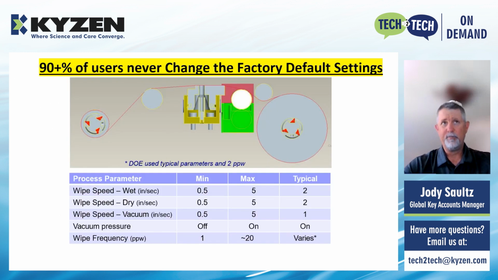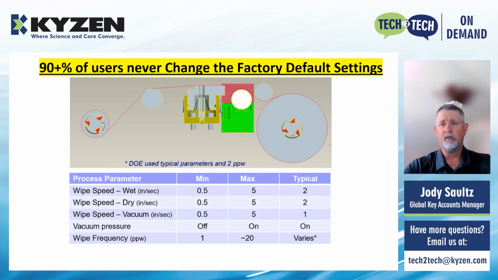So like I said, 90% of users never change their default settings. This is just a little graphic showing typical setup parameters for default settings and what you are able to change right off the bat. Most printers will just come with a standard default number, whether it's wet, dry, or vac on their wipes. And then they have a minimum, maximum time in seconds, and then vacuum pressure, and then the wipe frequency per wipe.